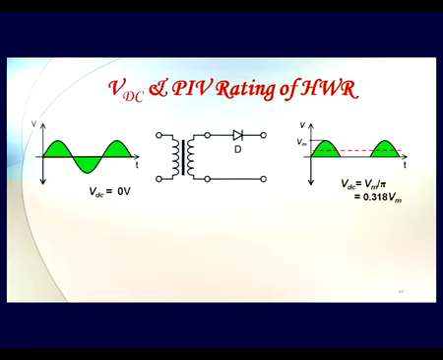That is the same thing we are depicting here. On the left hand side, if you follow this red line, the DC voltage is 0, but here the DC voltage level has shifted to 0.318 of the peak value Vm.